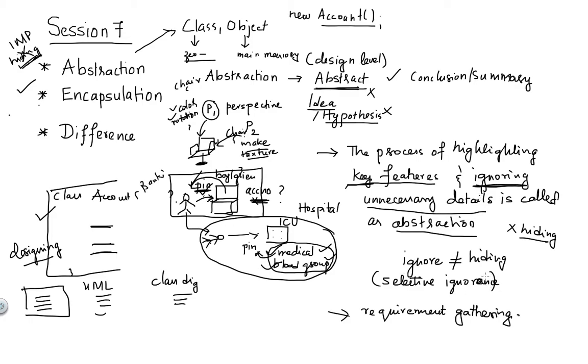Fine. So now, after our requirement gathering has happened, some people write it as a class, some people as a UML diagram, some people as a class diagram, some people just on pen and paper. In any way you can design, right? So when you talk about abstraction, it happens at what level? It happens at the design level.